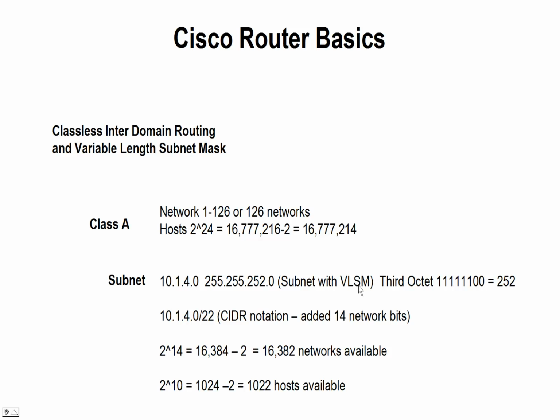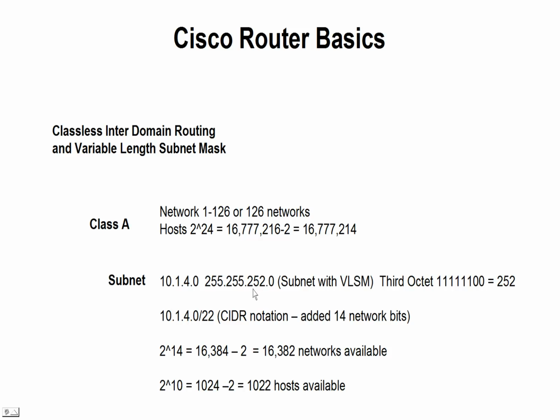This is where the variable length subnet masking comes in. We're assigning new subnet masks that we haven't seen before. Normally the subnet masks that we've seen, class A is just 255.0.0.0, class B 255.255.0.0, and then the class C 255.255.255.0. But this new subnet mask, we have 252 introduced.